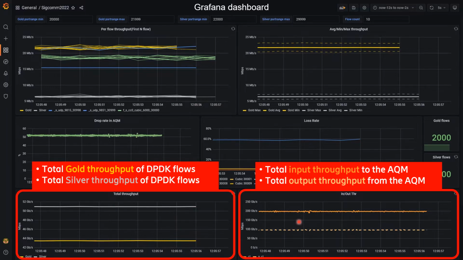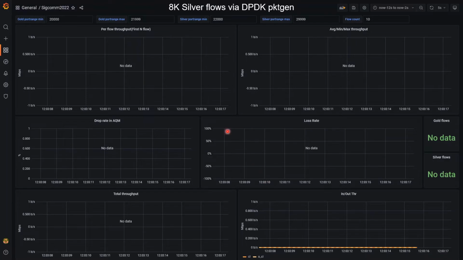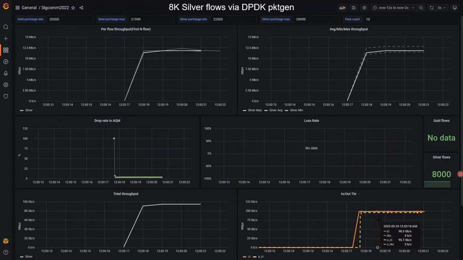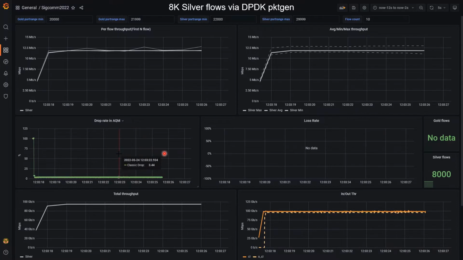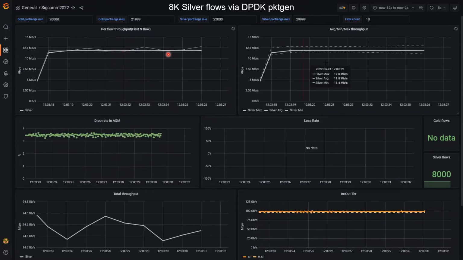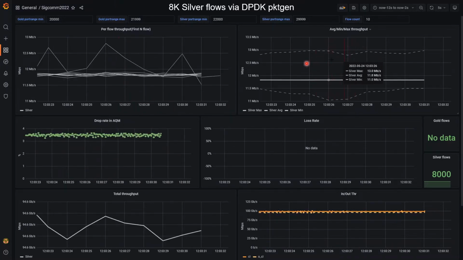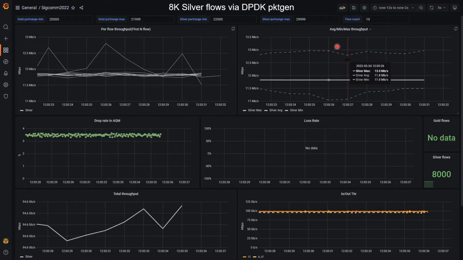We start with 8,000 silver flows with a total throughput of 100 gigabits per second. We see a small amount of drop caused by the virtual queue, but they get a roughly equal share among themselves. This deviation is caused by the sender's uncertainty.